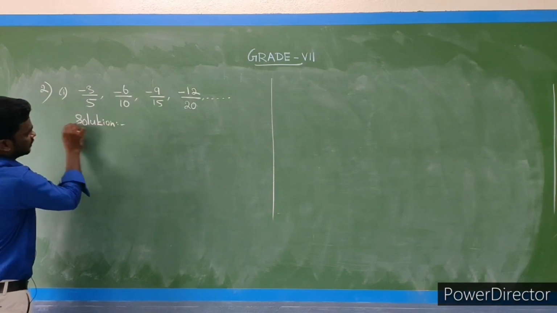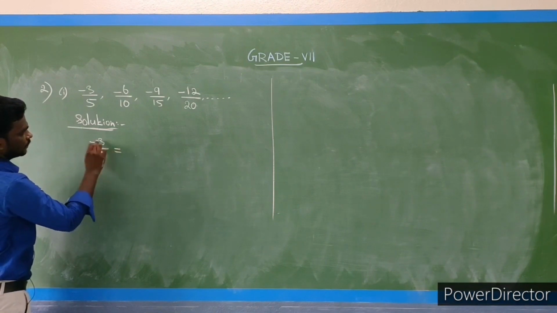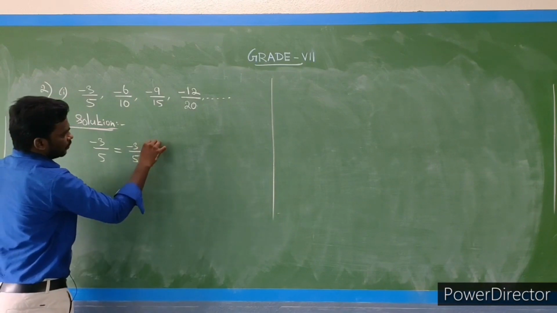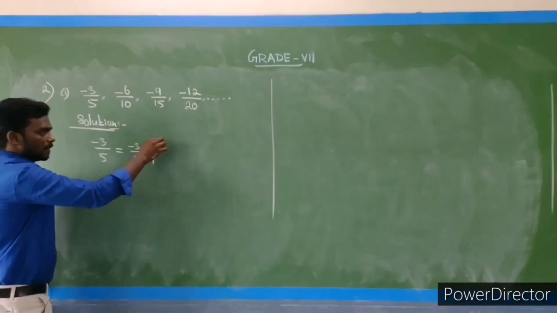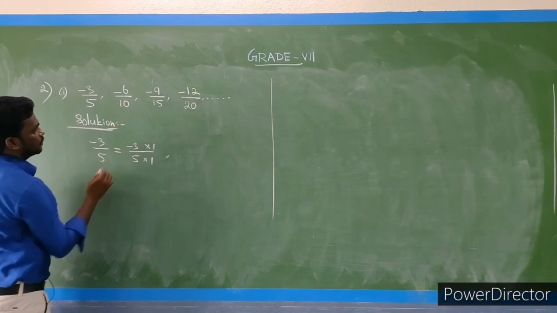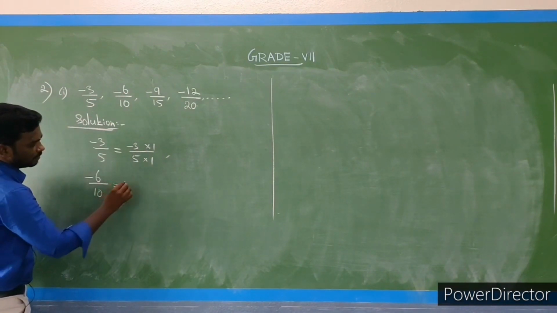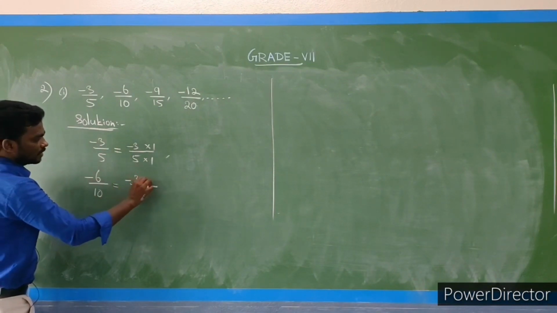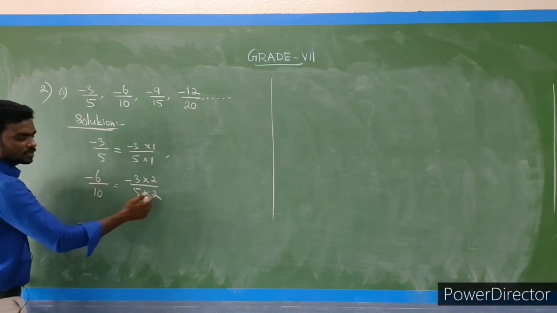So what is the pattern given here? Minus 3 by 5, which is equal to minus 3 by 5 into 1 by 1. So minus 3 by 5 is in the form of minus 3 by 5 multiplied by the numerator 1 and denominator 1. Next, what is the second one? Minus 6 by 10. Minus 6 by 10 is minus 3 by 5 multiplied by 2 by 2. So 3 twos are 6 and 5 twos are 10.